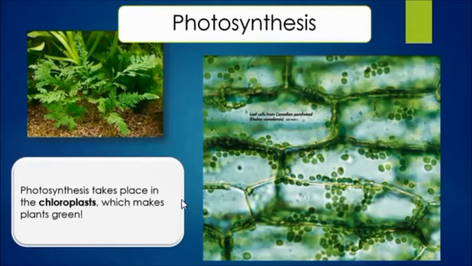That's the chloroplast. Photosynthesis takes place in the chloroplasts. And fun fact, that's actually what makes the plants green. Chloroplasts contain a pigment called chlorophyll, and chlorophyll is responsible for photosynthesis. So that's what makes those plants green, is the chlorophyll in the chloroplasts.